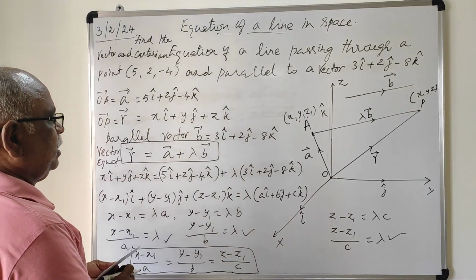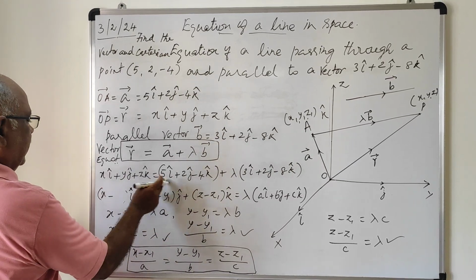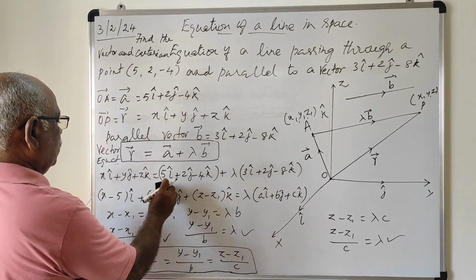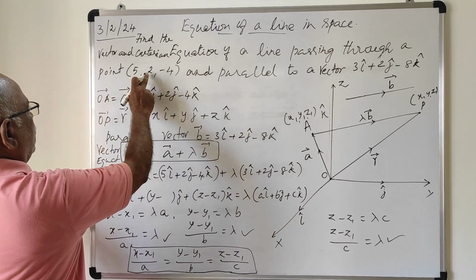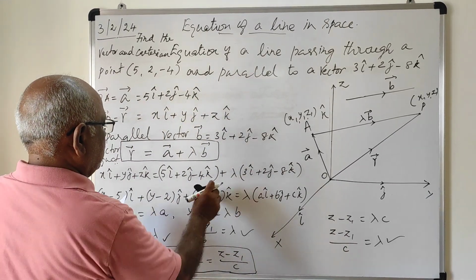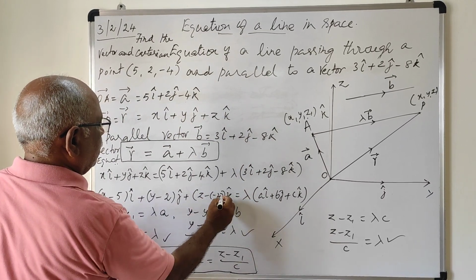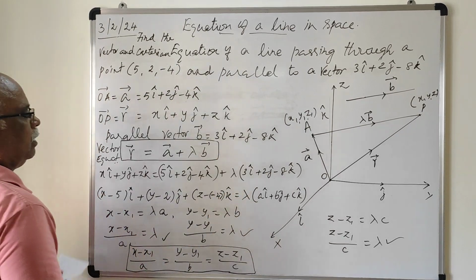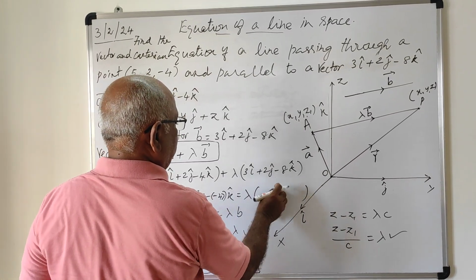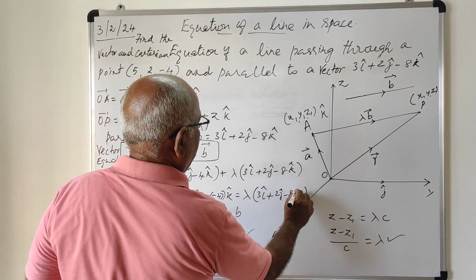Now the Cartesian equation: x minus x1, that is x minus 5, times i; y minus y1, that is y minus 2; z minus z1, where z1 is minus 4, so z minus of minus 4, times k, equal to lambda times the b vector, which is 3i plus 2j minus 8k.